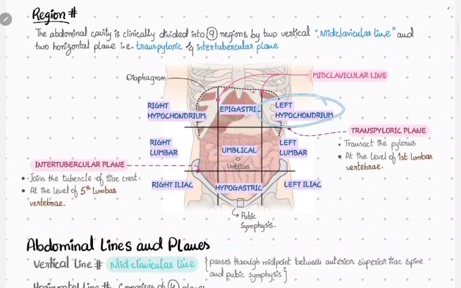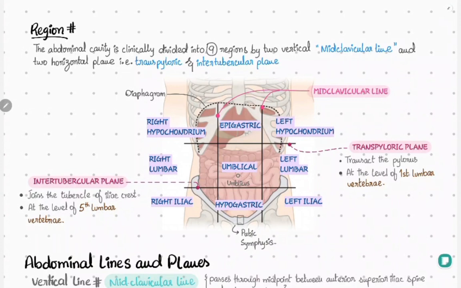The 9 abdominal regions are as follows: the left hypochondrium, right lumbar, left lumbar, right iliac, also known as the inguinal region or the region of groin.